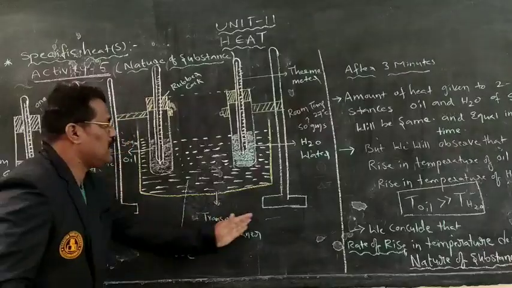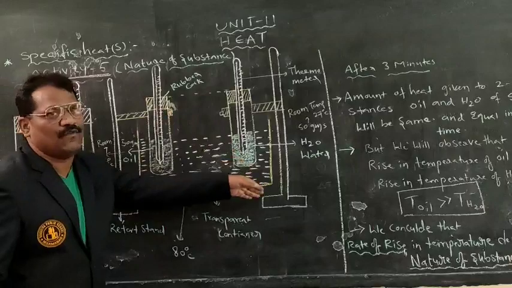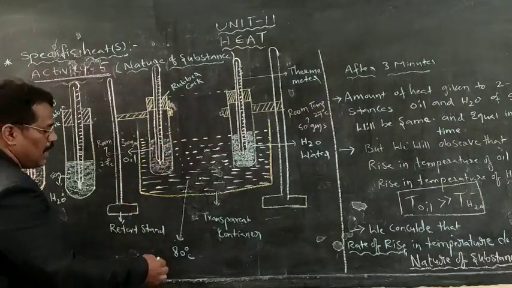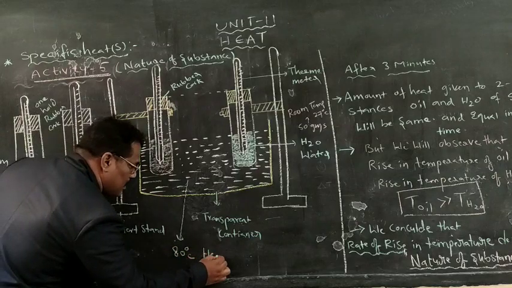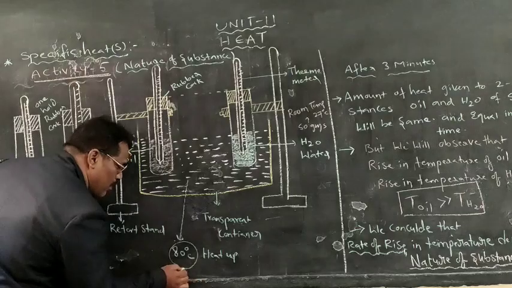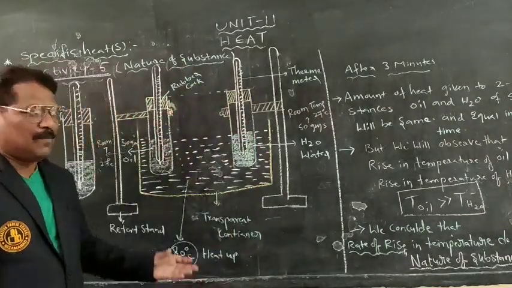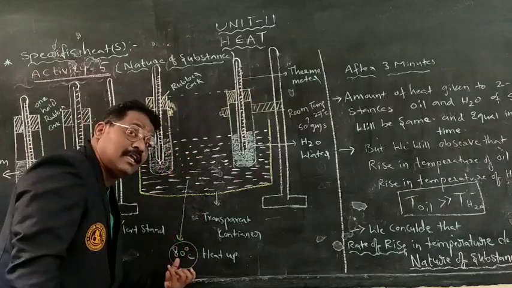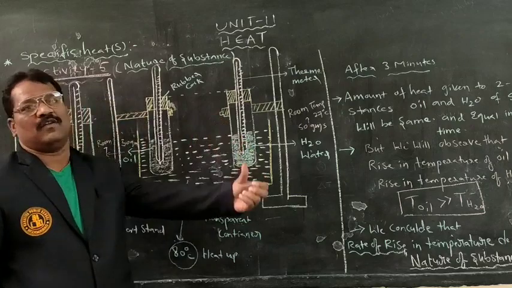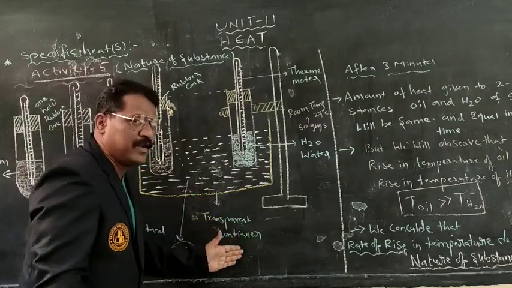Then afterwards I am taking a huge container. Within that I have taken some quantity of water. I am heating that water such that the temperature attained by that water must be equal to 80 degrees centigrade. Heat this particular water up to that temperature of 80 degrees Celsius. Take that particular water in a transparent container.